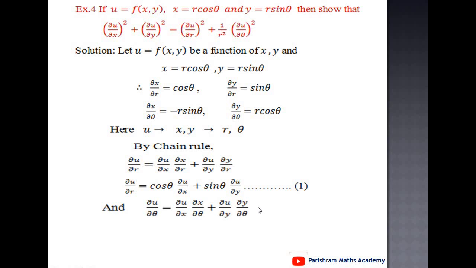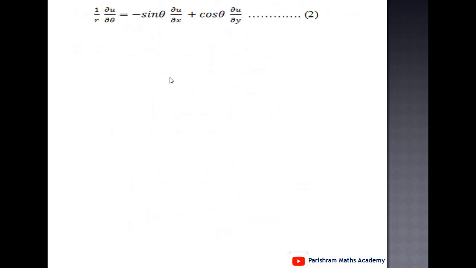Then for the derivative of u with respect to θ, ∂u/∂θ equals ∂u/∂x into ∂x/∂θ plus ∂u/∂y into ∂y/∂θ. Then we substitute the values of ∂x/∂θ and ∂y/∂θ. We get minus r sin θ into ∂u/∂x plus r cos θ into ∂u/∂y. We can divide this equation by r, and therefore 1/r into ∂u/∂θ equals minus sin θ into ∂u/∂x plus cos θ into ∂u/∂y, equation number 2.